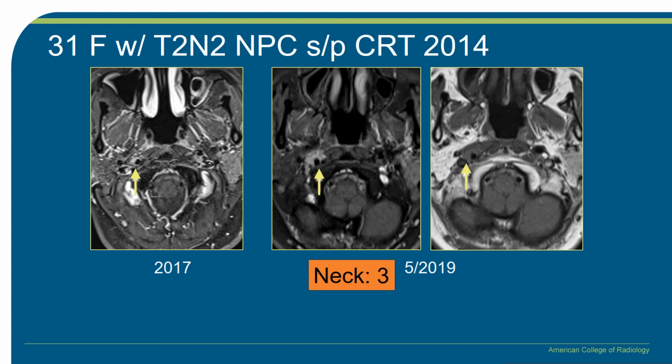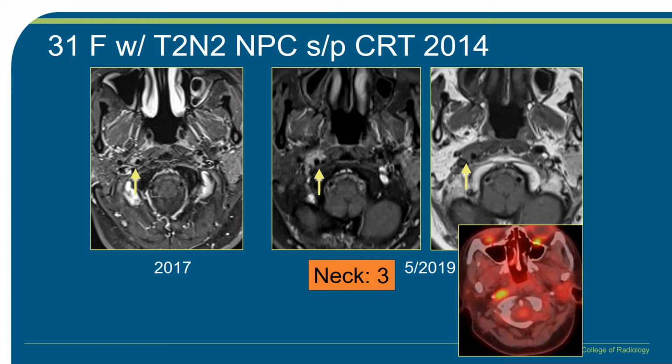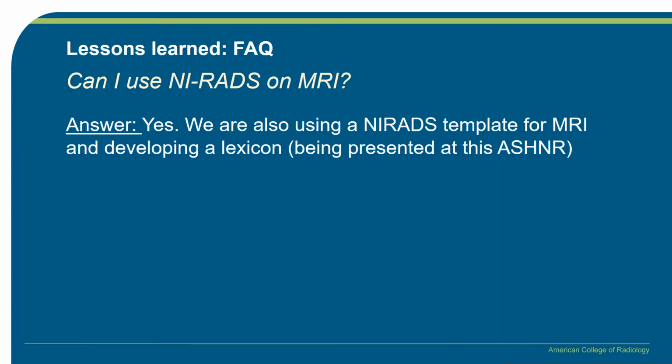So this is one that is a rare NI-RADS 3 that I actually didn't feel comfortable biopsying. Usually when it's deep and I give it a 3, it's something I feel like I can biopsy. But occasionally the surgeons are going to have to do an endoscopic or open biopsy, and that's what they had to do here. We did the PET to add confidence before they went to surgery, but they did find recurrent tumor. Can I use NI-RADS on MRI? And again, yes, we're using a NI-RADS template on MR. We presented that at this past ASHNR and are currently working on a lexicon.